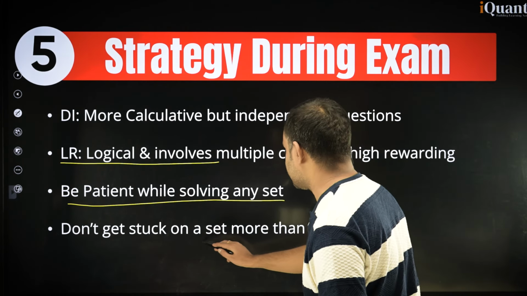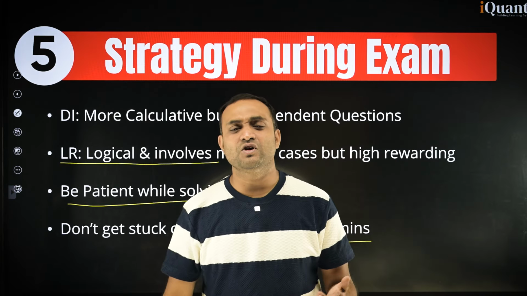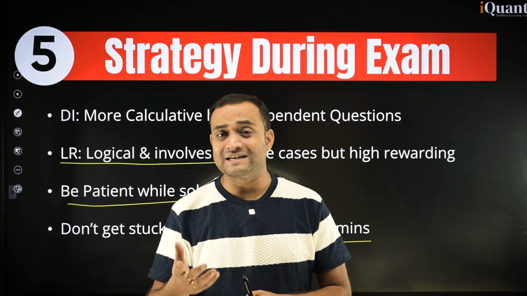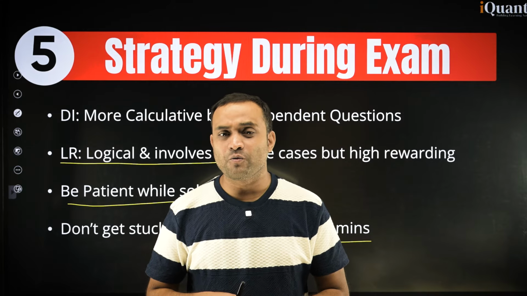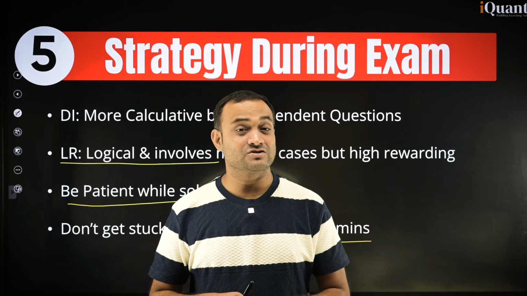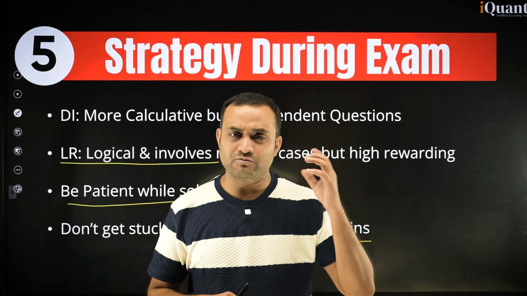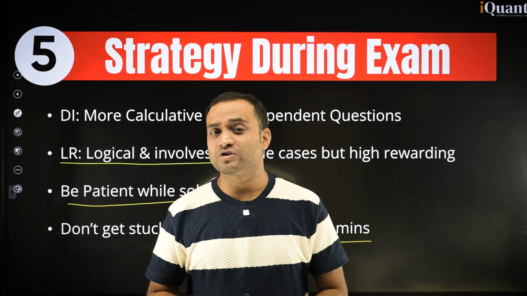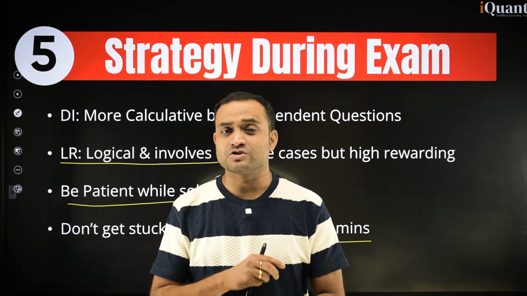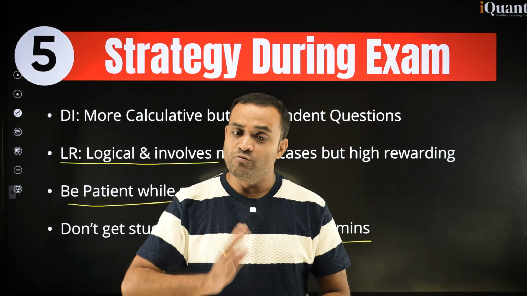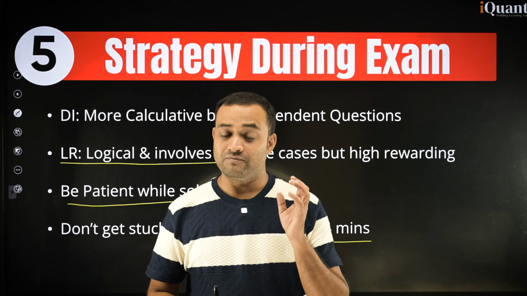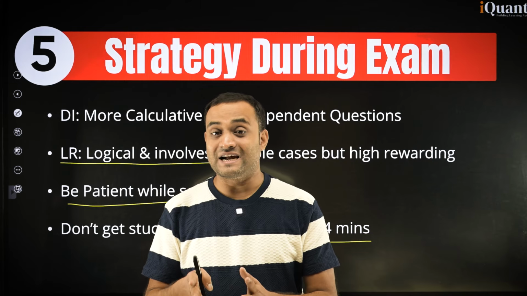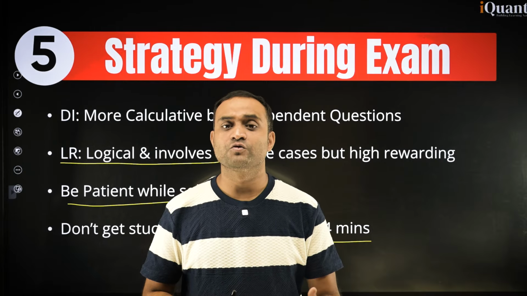Next, don't get stuck on a set more than 3-4 minutes. Let's say you have chosen the wrong set, okay? You did not realize that while selecting that set, but after reading it for 3-4 minutes, you realize that this set is not for me, right? I'm not getting any idea. I'm not getting any clue how to work on this set. So don't get stuck on a single set more than 3-4 minutes. Once you realize that there is no point spending more time on that set, move to the next set because you have only 40 minutes, limited time. You have already spent 6 to 8 minutes on choosing that set. So after 3-4 minutes, move to the next one.